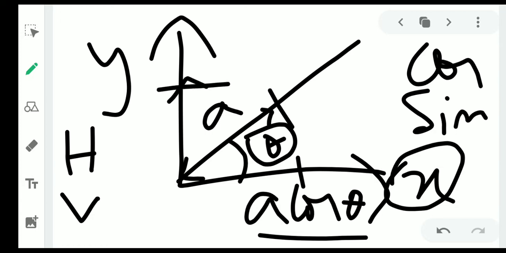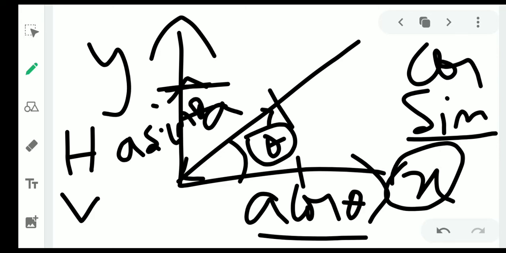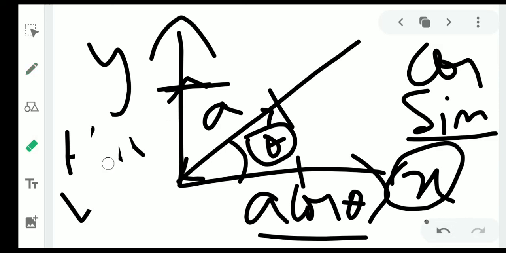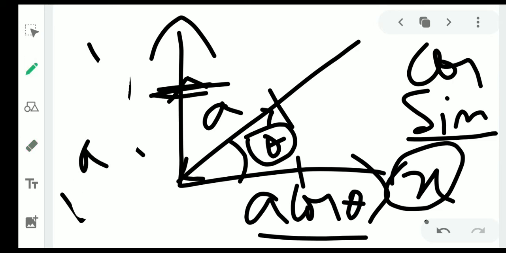Automatically the vertical component will be what? The vertical component will be sin, so it becomes A sin theta. Okay. So in which direction will A sin theta be? A sin theta will be in the vertical direction, or y direction. Again I am showing you here, the A sin theta will be in the y direction.